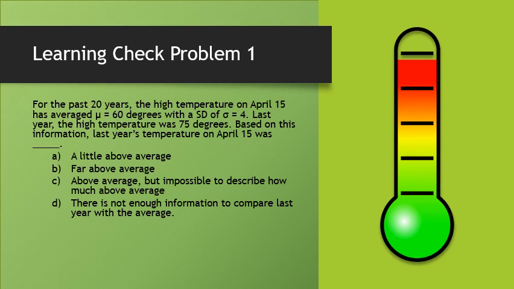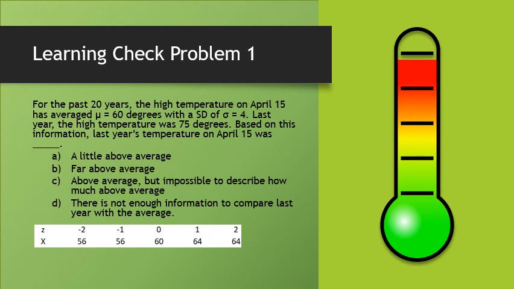So, learning check problem 1. See if you can solve the problem; pause the video. For the last 20 years, the high temperature on April 15th has averaged 60 degrees with a standard deviation of 4. Last year, the high temperature was 75 degrees. Based on this information, last year's temperature on April 15th was a little above average, far above average, but impossible to describe how much, or there's not enough information.